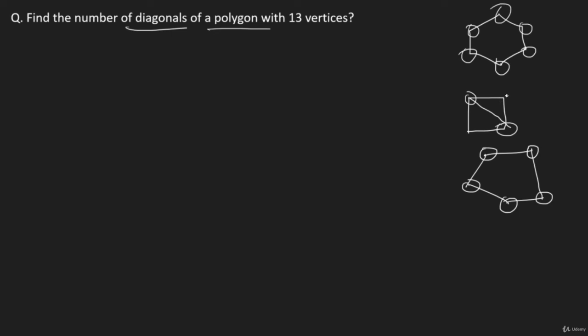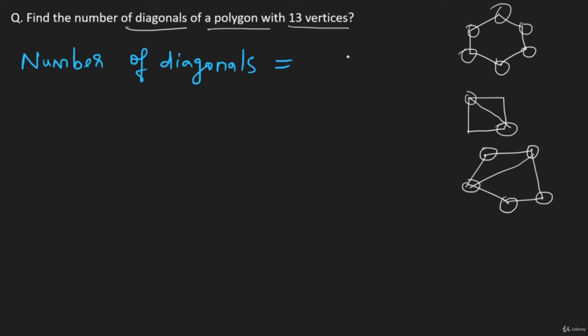Similarly, if you join these 2 together, you will get another diagonal. Over here, in the case of a pentagon, if you join this vertex and this vertex, you get a diagonal because they are not adjacent to each other. Alright, now in this question, we need to find the number of diagonals of a polygon with 13 vertices.